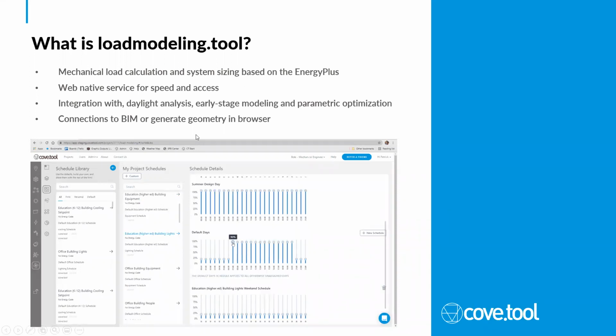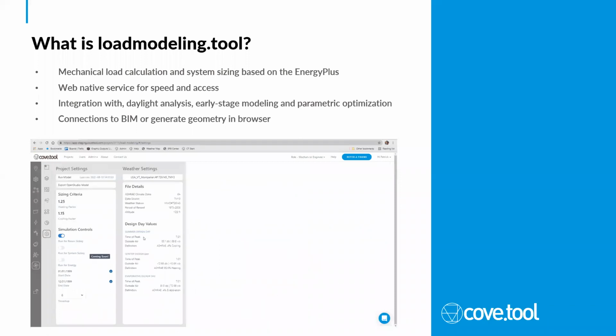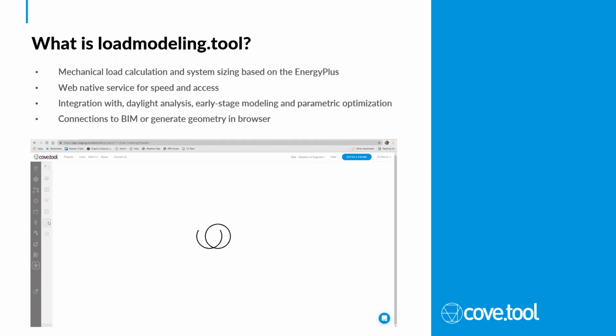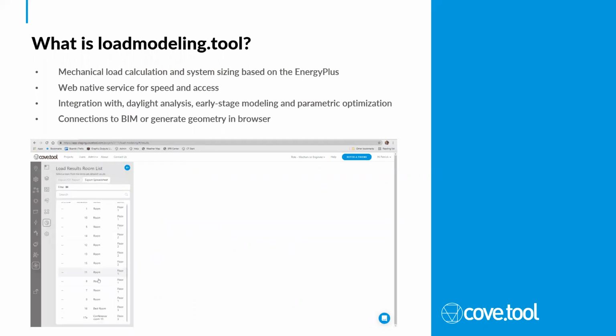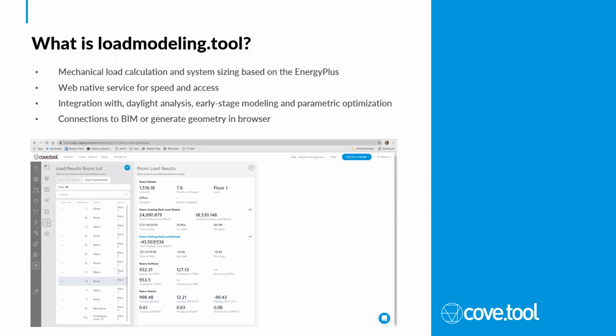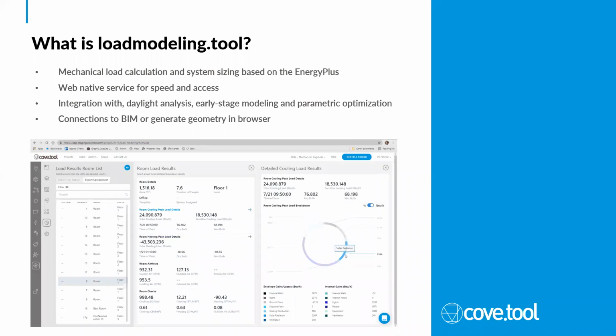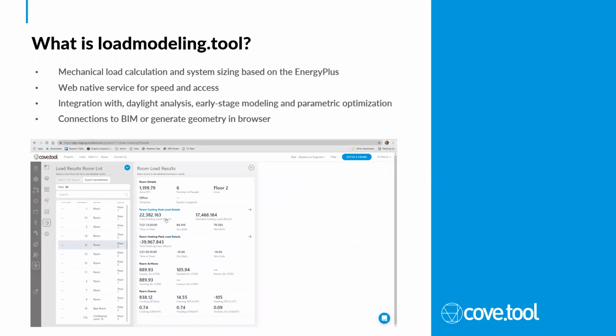native service, and this gives us a lot of advantages around speed. It's very quick to run models on the cloud because we can ramp up our backend servers to control run times and keep those down. It also allows a lot of access. So the model is now accessible by URL. Anywhere you have an internet connection, you can get access to the model, the results, the inputs, all that important information. So a lot of advantages from just being web-based.